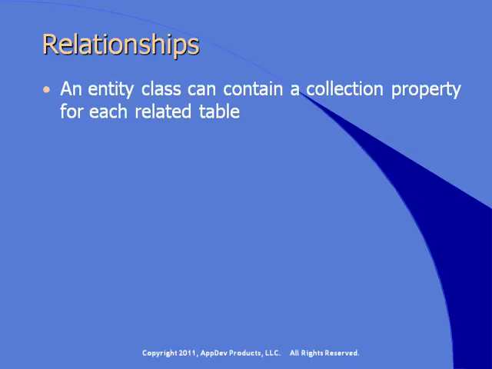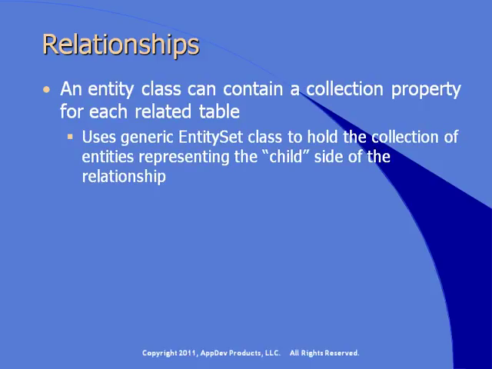Each entity class can contain a collection property for related tables. So the customer class will have an orders property that represents the orders for that customer. And in the object model code, that property uses the generic entity set class to hold the collection of entities representing the child side of the relationship. So in other words, the orders property of the customer class will be an entity set holding a collection of order classes.